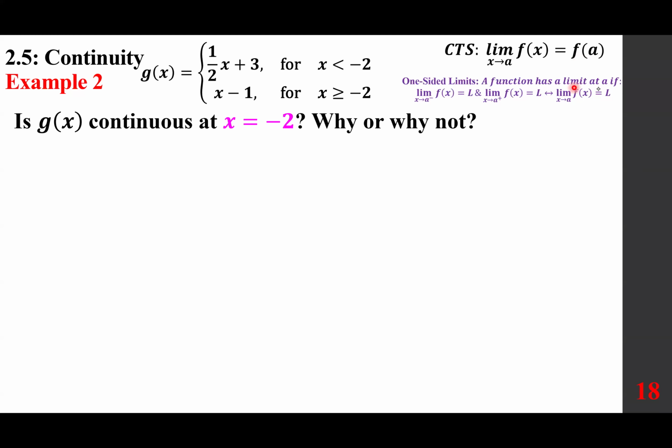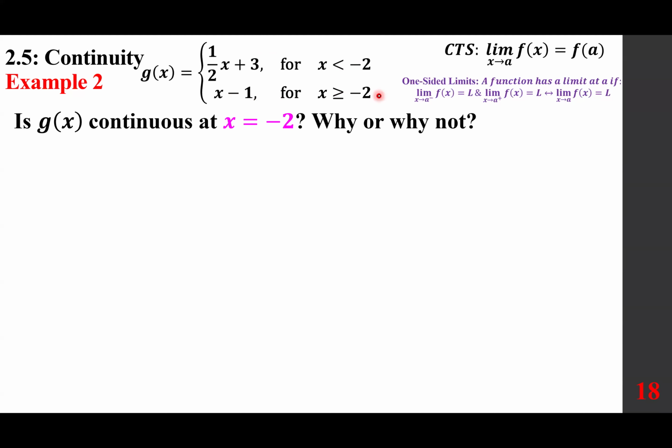Also reminding you, one-sided limits indicate a function has a limit at a if the limit of f of x as x approaches a from the left and right are identical. Why are we looking at 1 point and 1 point only? Because this is a piecewise defined function. Each piece is a linear function and therefore continuous everywhere from negative to positive infinity, which makes the top one continuous from negative infinity to -2, the bottom one continuous from -2 to infinity.